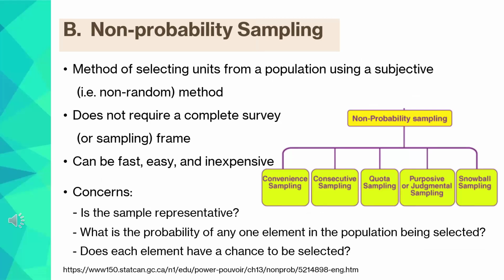So it can be fast, it can be easy and inexpensive. But then there's a trade-off. So concerns would include the following. Is the sample that you're getting representative? What is the probability of any one element in the population being selected? And for that matter, does each element have a chance to be selected into the sample?